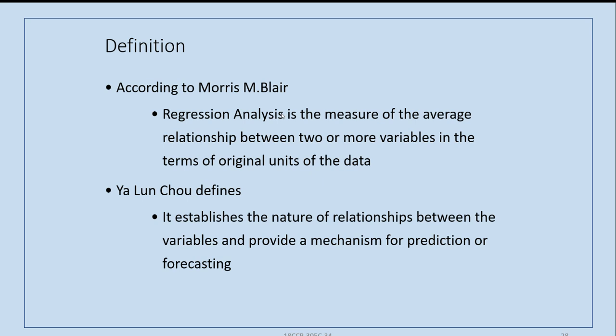Between the variables and provide a mechanism. Mechanism means procedure. Mechanism is nothing but procedure. The meaning of mechanism is procedure for prediction or forecasting. So we have to predict what is going to happen in future.